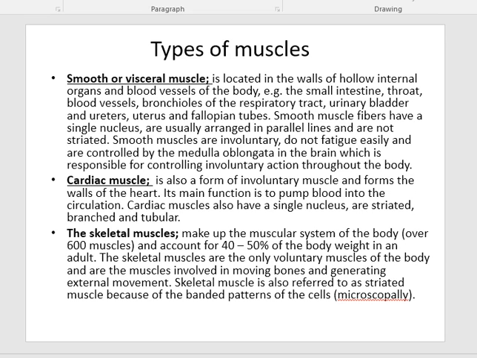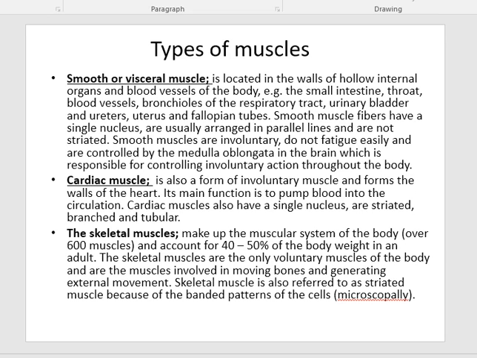Smooth muscles are involuntary, do not fatigue easily, and are controlled by the medulla oblongata in the brain, which is responsible for controlling involuntary action throughout the body. This is for the smooth or visceral muscle.